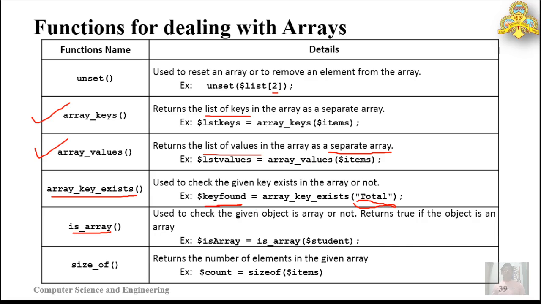Is array checks whether the given variable is an array or not. I want to check whether $student is an array or not. So if $student is an array, then this function will return a true value. And sizeof returns the number of elements, that is the number of elements in the array, or the number of key value pairs.